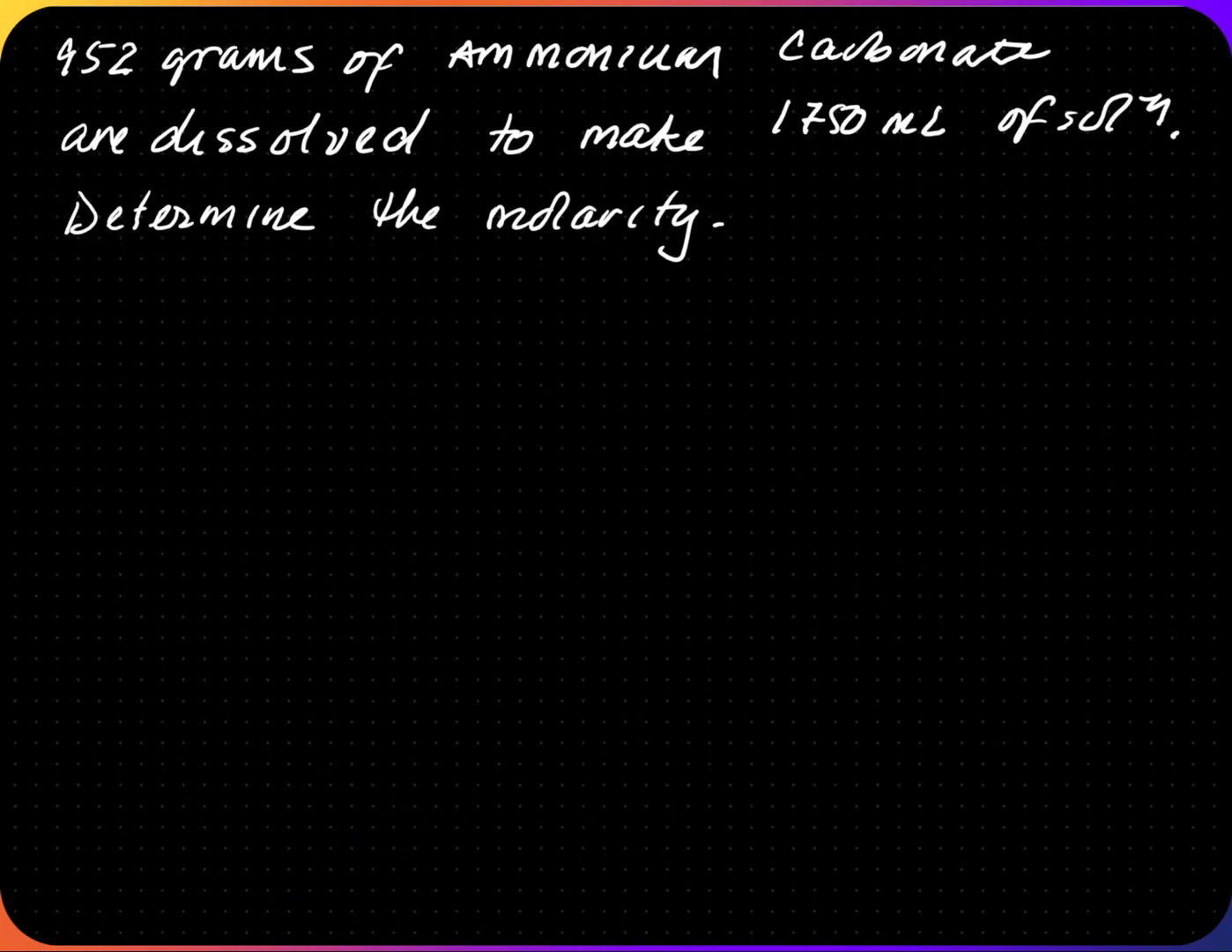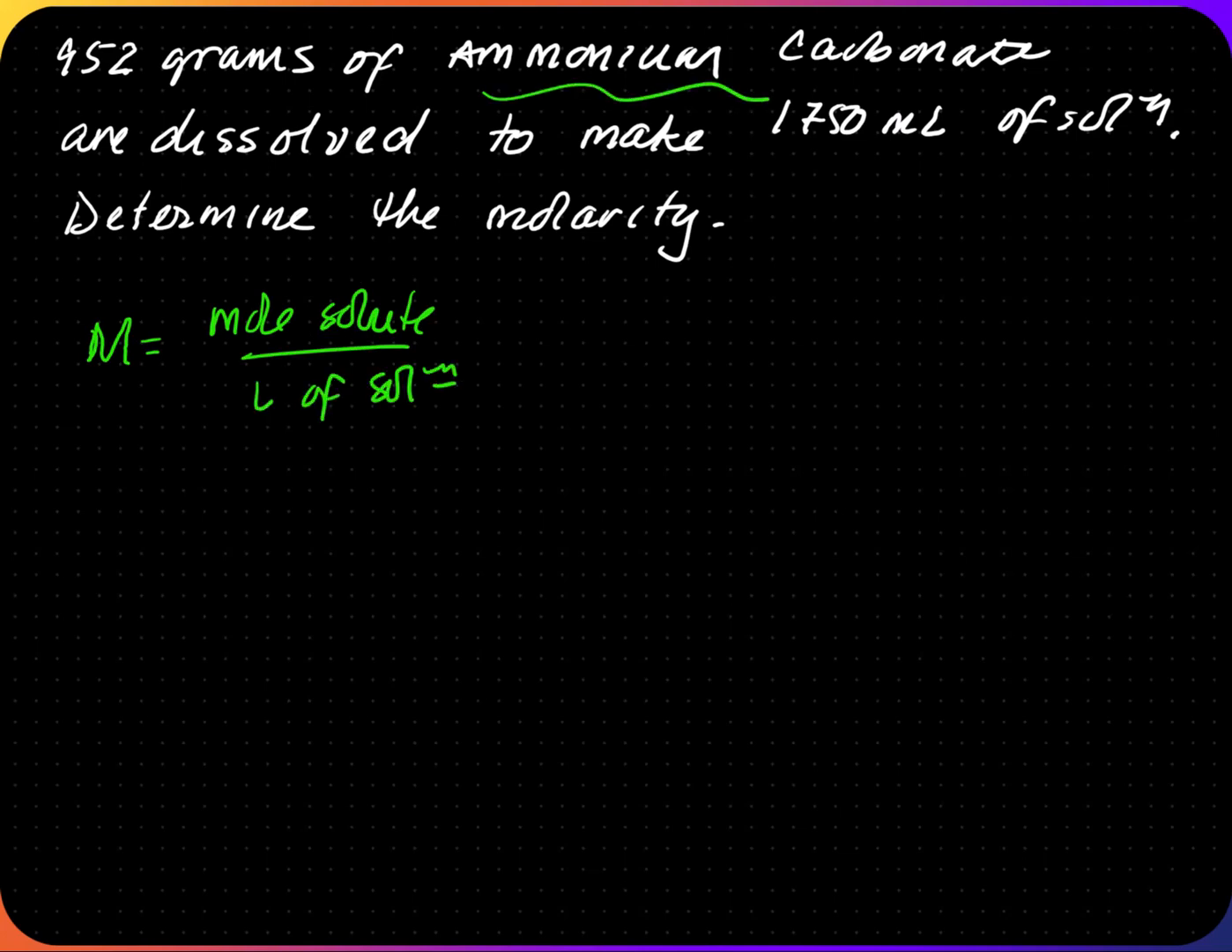Pause the video, try this problem on your own, and then check your answer. There is 952 grams of ammonium carbonate dissolved to make 1750 milliliters of solution. Determine the molarity. The formula for molarity is capital M, moles of solute over liters of solution. My solute here is ammonium carbonate. Since it's in grams, the first thing I need to do is convert my grams into moles using molar mass. I'm going to put everything in the problem itself. Again, you could do each of these steps separately and then plug it into the equation.